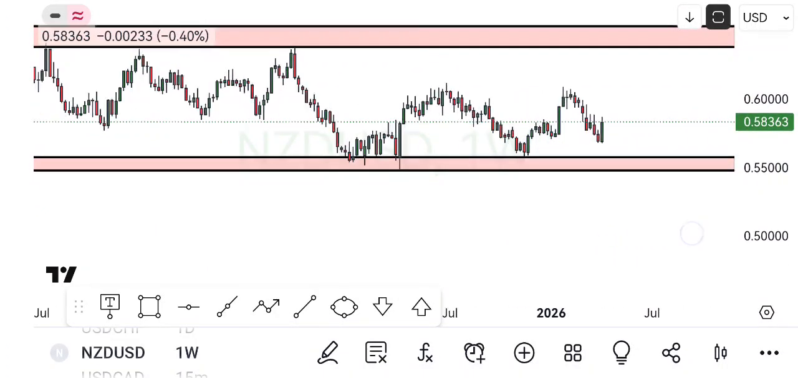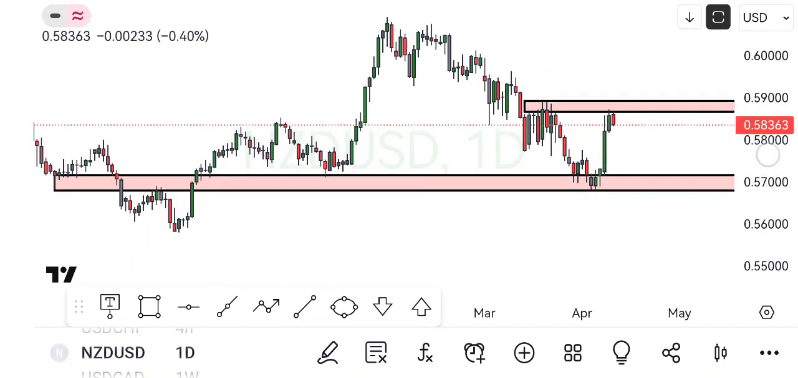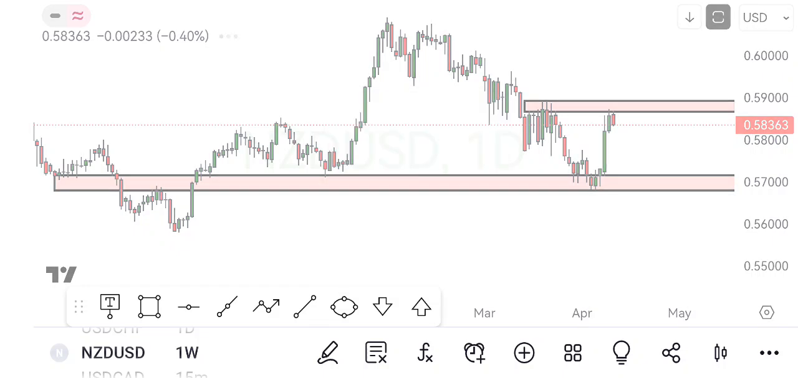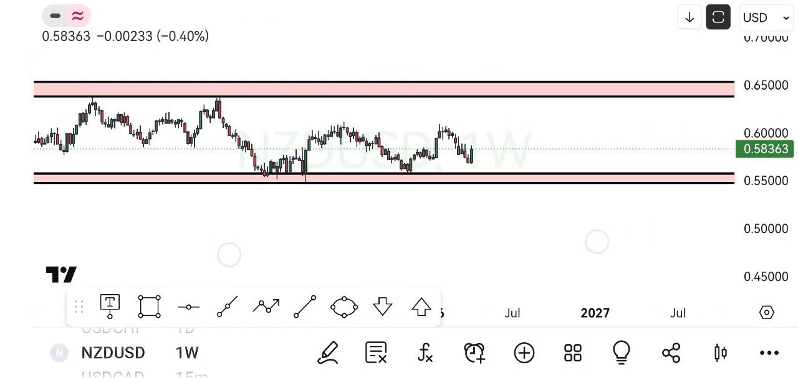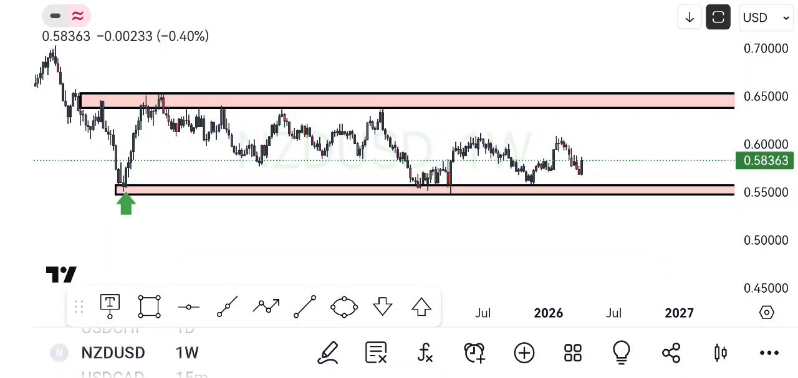Right, let's go to the daily time frame. How is the daily looking? Okay, let's talk about this right here. This is how I perform multiple time frame analysis, guys.